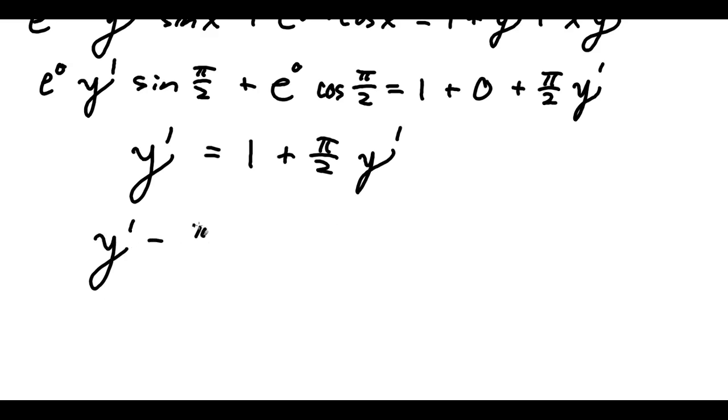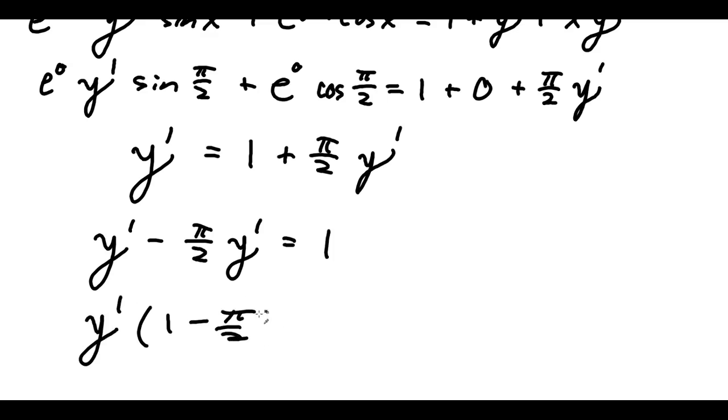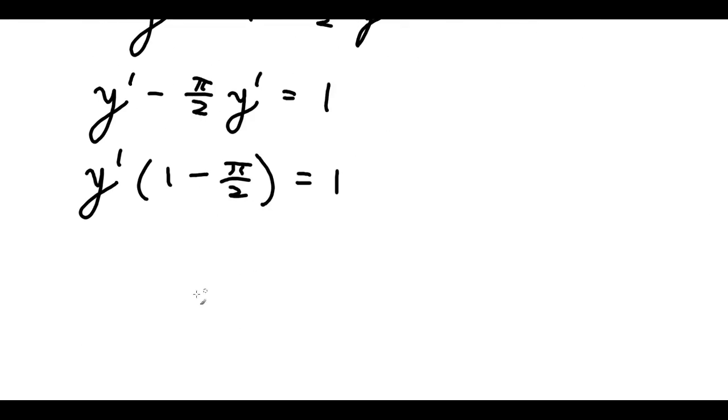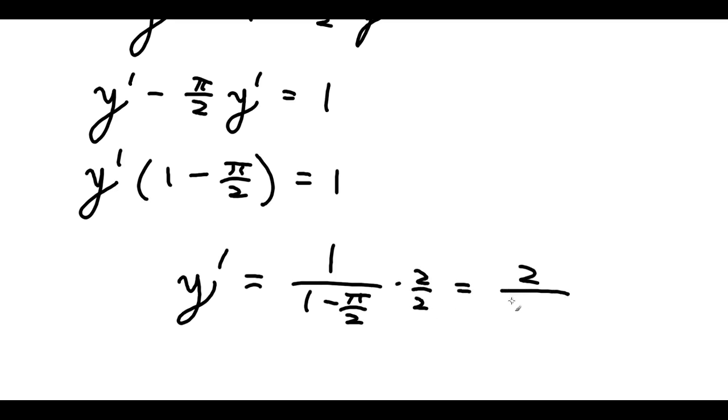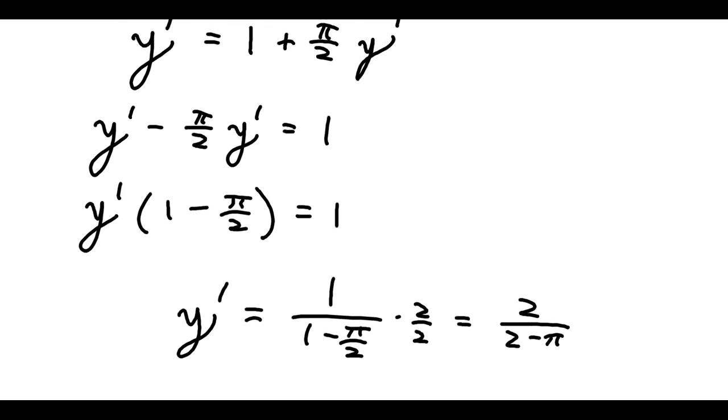We have y prime minus pi over 2 y prime equals 1. Can factor out the y prime, have y prime times 1 minus pi over 2. Oops, that got sloppy. Sorry. Let's try that again. y prime times 1 minus pi over 2, which equals 1. And now, dividing both sides, we have 1 divided by 1 minus pi over 2. And again, we'll clear out that fraction there and get our 2 over 2 minus pi. And then we just stick that in and finish the rest to find the line like we did before.